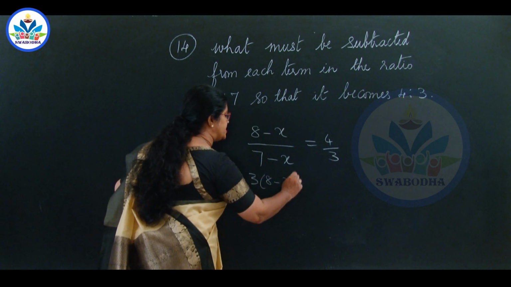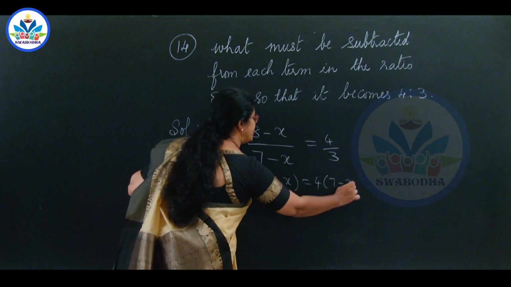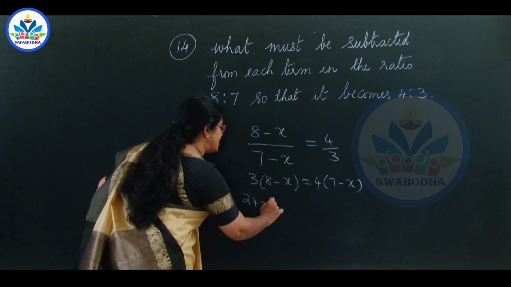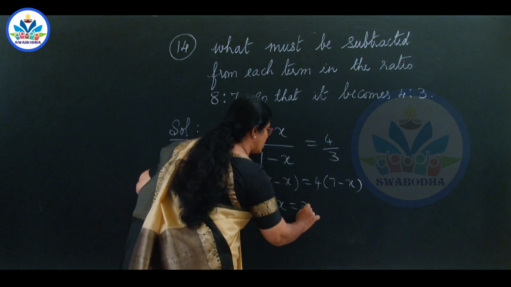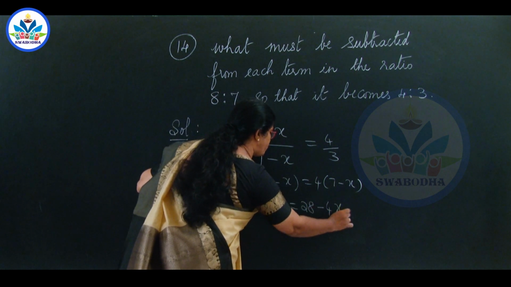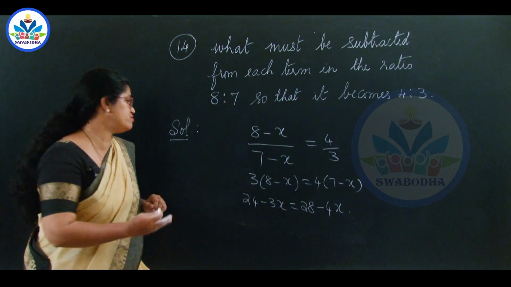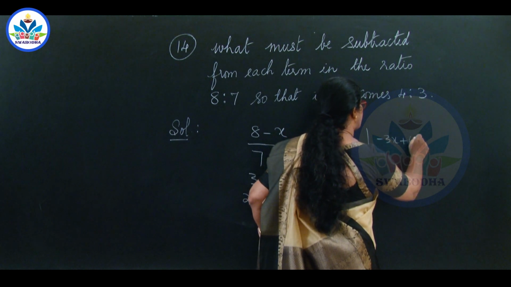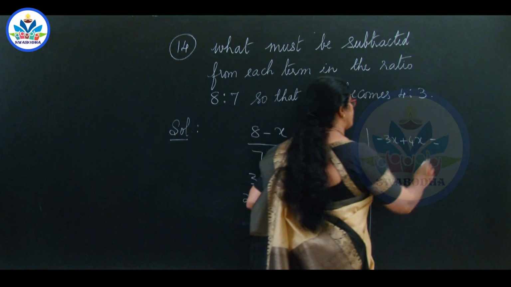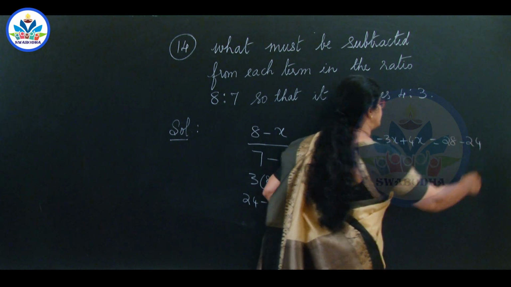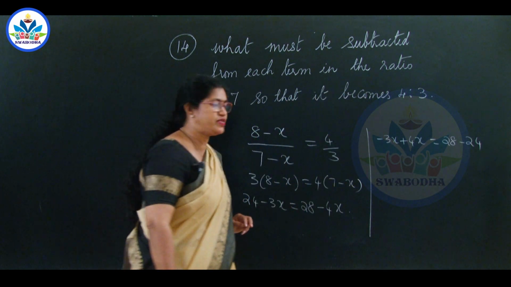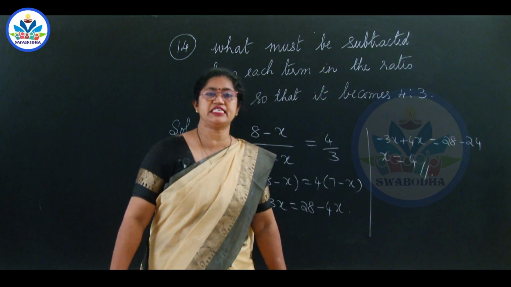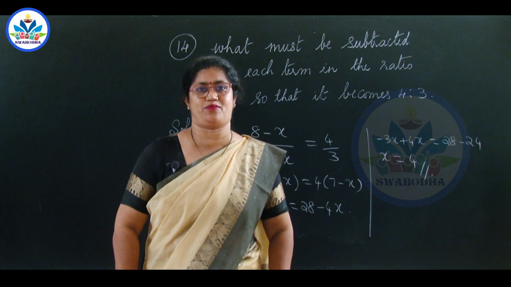Simplify this and get the answer. 3 into (8 minus x) is equal to 4 into (7 minus x). Now this is 24 minus 3x is equal to 28 minus 4x. Get all the x terms to one side, so you get minus 3x plus 4x is equal to 28 minus 24. So minus 3x plus 4x, you get it as x is equal to 4. So the answer is x equal to 4.